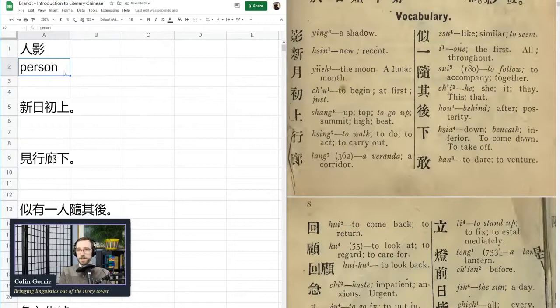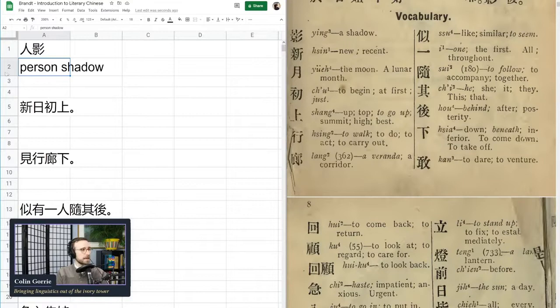What's next? Well, here's a new word, or a new character at least. We'll talk about word versus character some other time. I'm just going to be very sloppy today. I hope no one minds. So we have ying, which we have as a shadow. So ren ying, a person shadow.